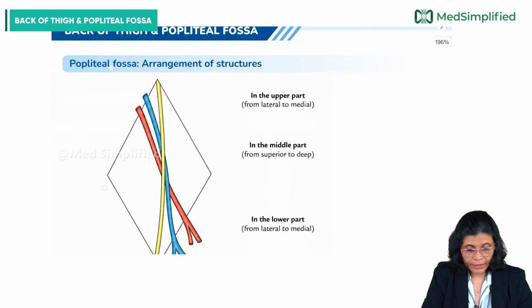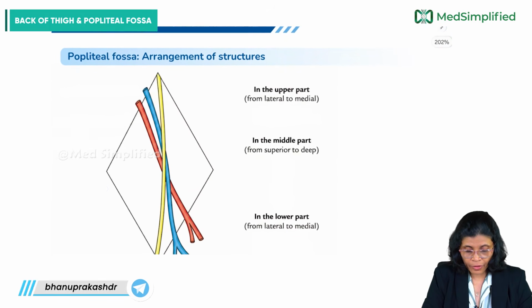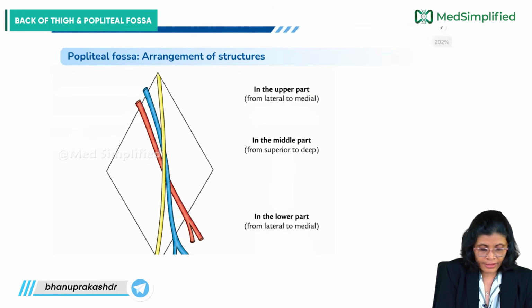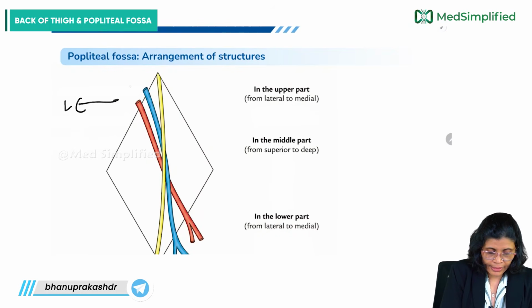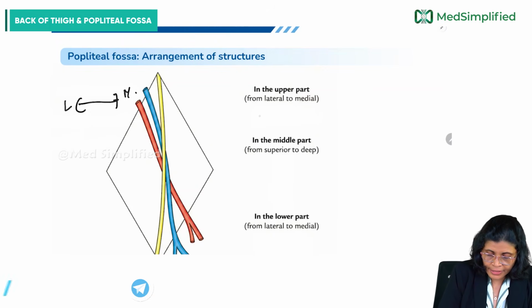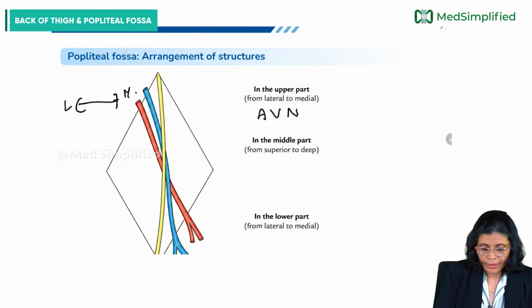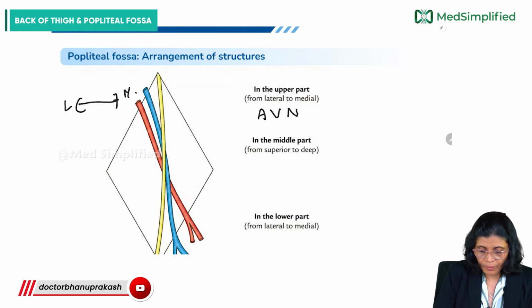So in the upper part, from lateral to medial. So this side is lateral, that side is medial. Okay, so lateral to medial, when we see, it is the artery, vein and nerve. Which artery? Popliteal artery, popliteal vein and tibial nerve.